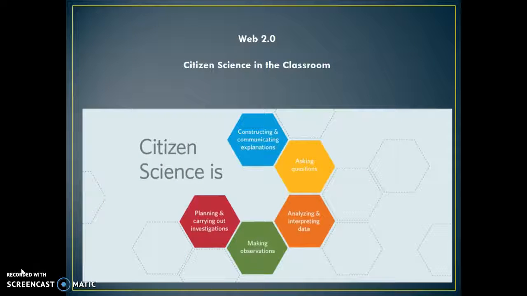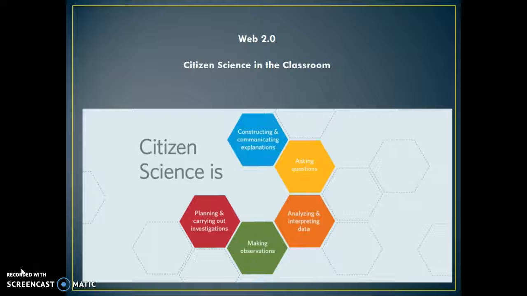I decided to focus on citizen science in the classroom, and I'll be looking at online citizen science projects for elementary school, because I'm training to be an elementary school teacher and that is what was of interest to me.